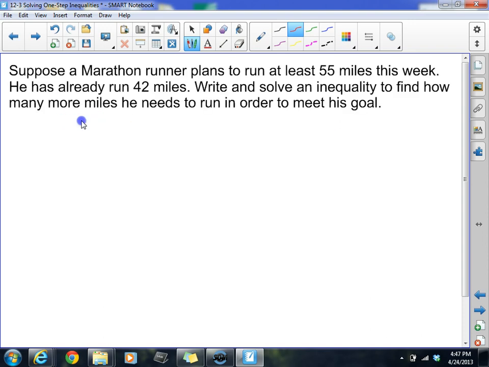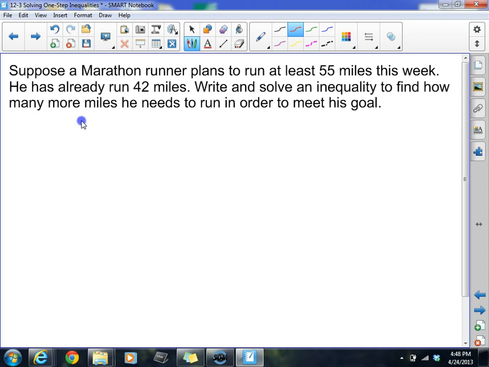And this is, I think, where it gets actually even more practical, because we're going to take a word problem and make an inequality out of it. Okay, so let's read this. By the way, this is on page 606 if you want to look at it. I think it'd be very, very wise.